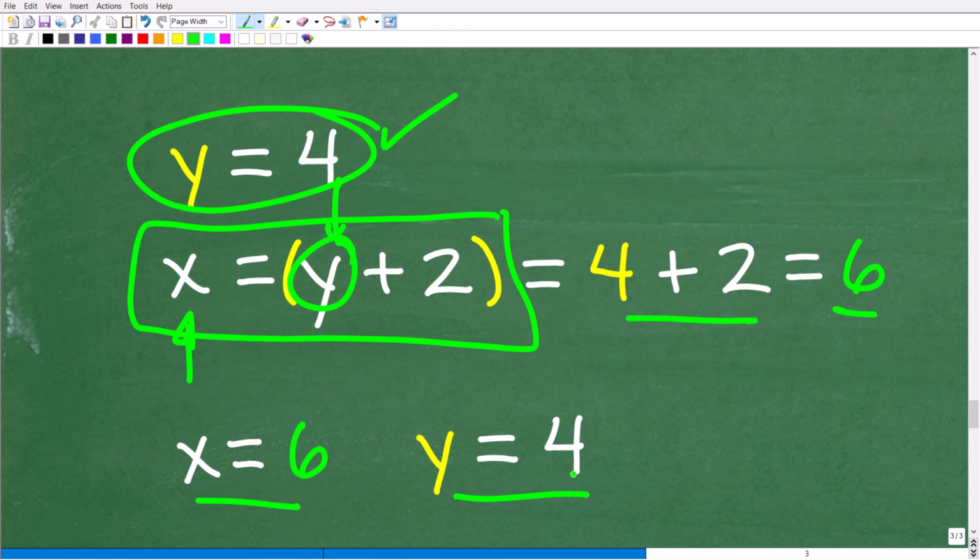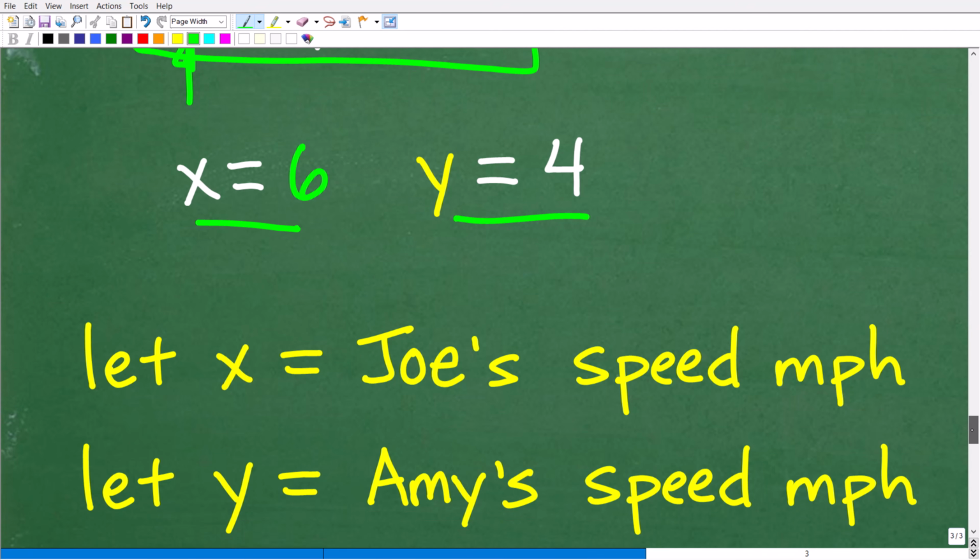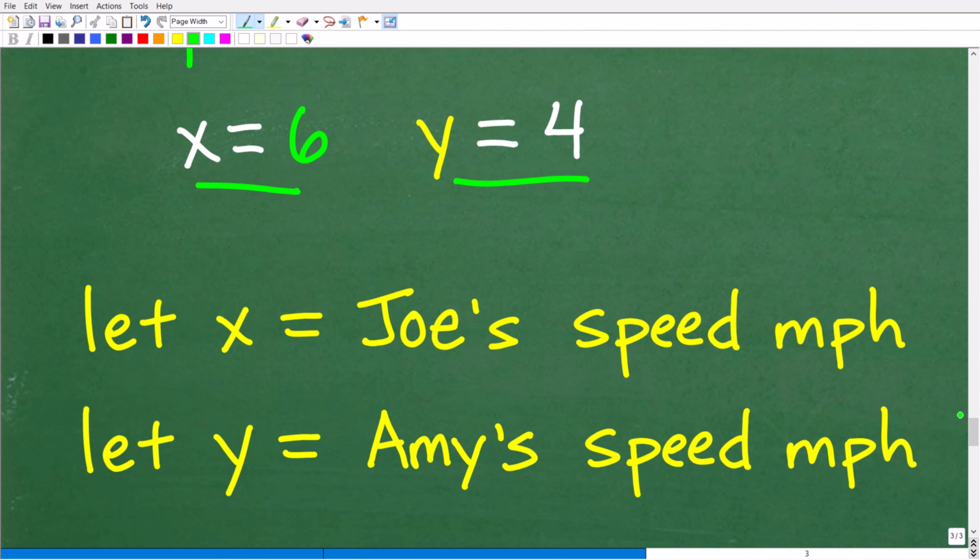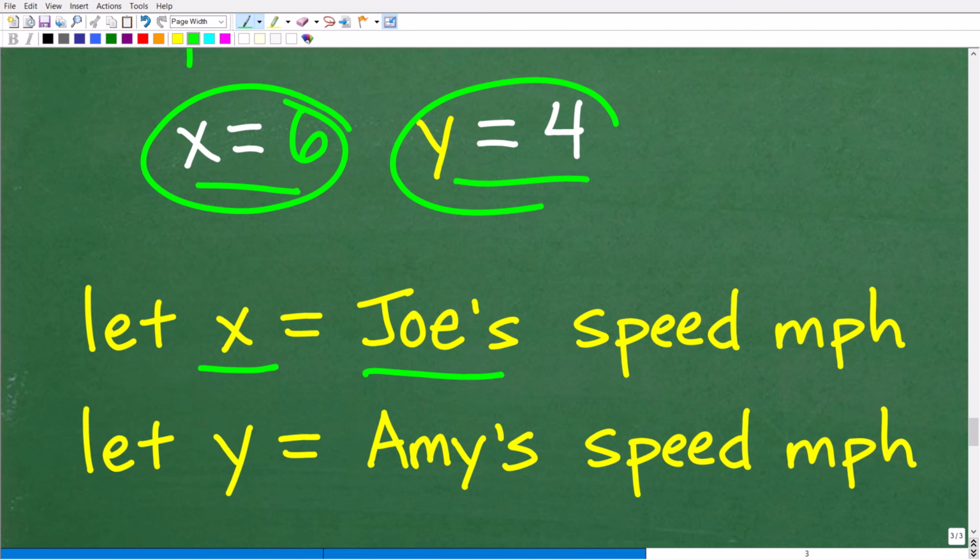And that makes sense because, remember, x and y represent the speed of Joe and Amy in miles per hour. Joe's speed is x, and Joe is running 2 miles per hour faster, so 6 and 4 are separated by 2. So this solution looks to be pretty good. Of course, y is Amy's speed, so there you go. Again, a pretty classic type of problem. You're guaranteed to see a lot of these problems in all levels of mathematics.